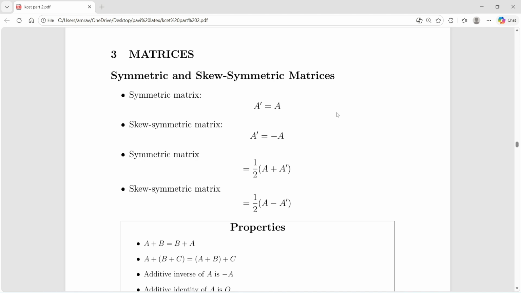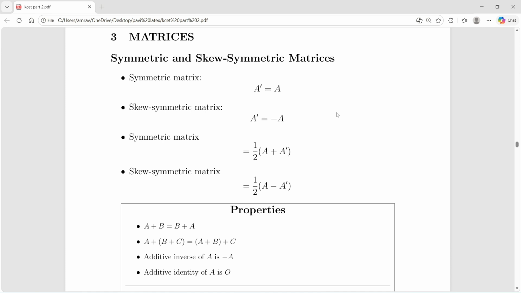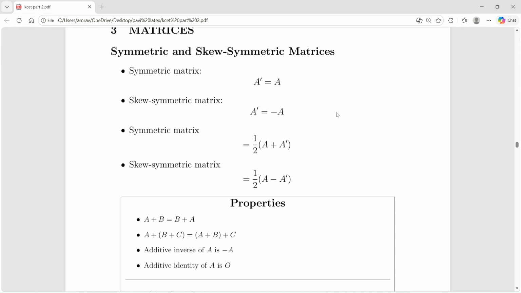And also I request you all to make a note of all these important formulas and short tricks which is displayed. So without wasting time, let us move on to the questions from the other previous years.